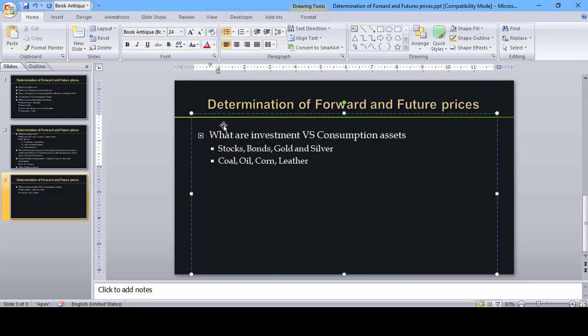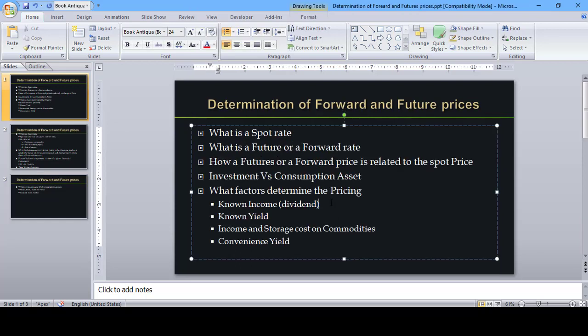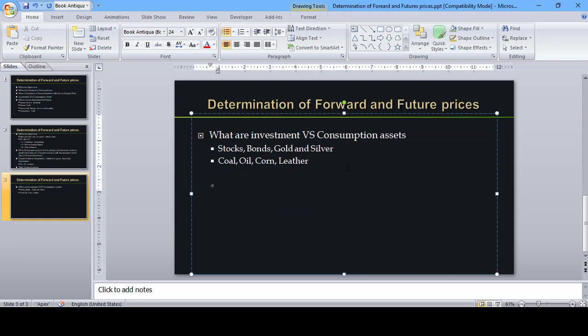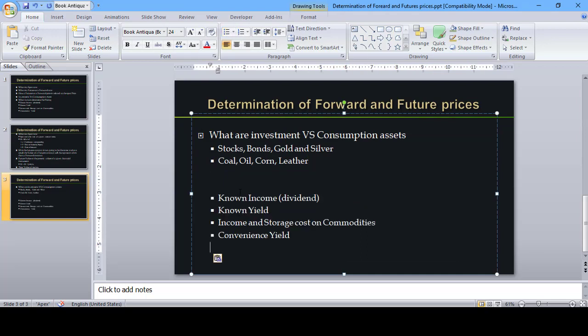Now, what are those factors? Let's go back to the first slide and copy those factors. So let's look at these factors and how they change the pricing of those things. All right, so let's come back here and paste them. These are the factors which we will be looking at with respect to determining the prices of futures and forward contracts in the investment assets and the consumption assets.